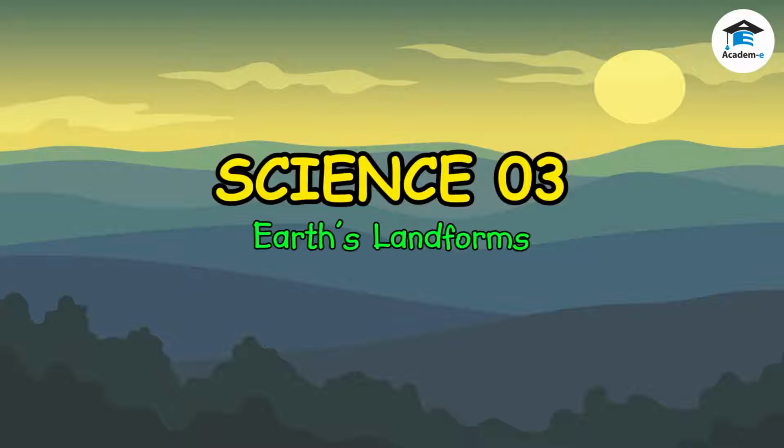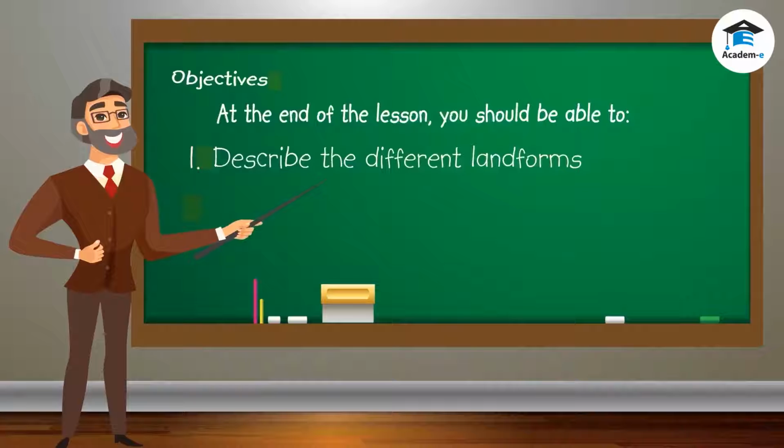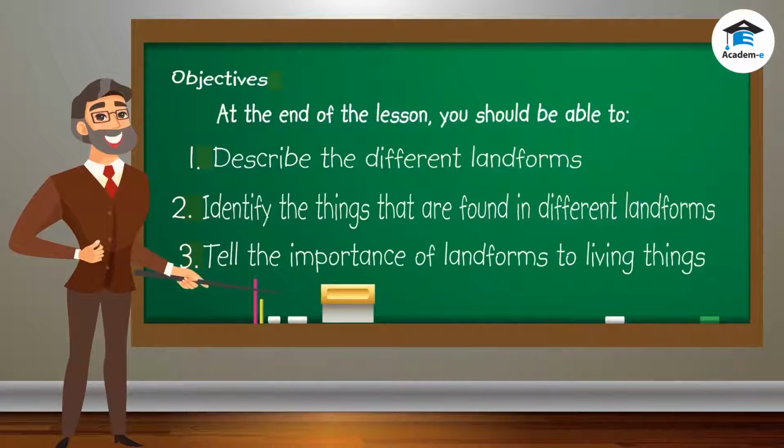Science 3. Earth's landforms. Objectives. At the end of the lesson, you should be able to describe the different landforms, identify the things that are found in different landforms, and tell the importance of landforms to living things.